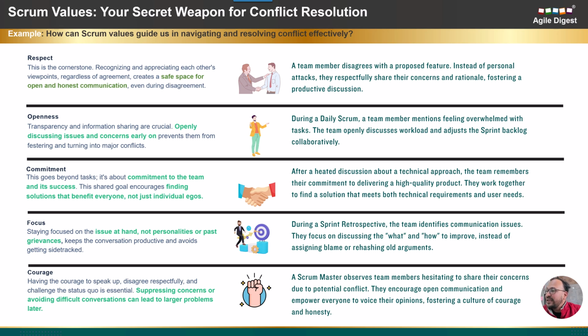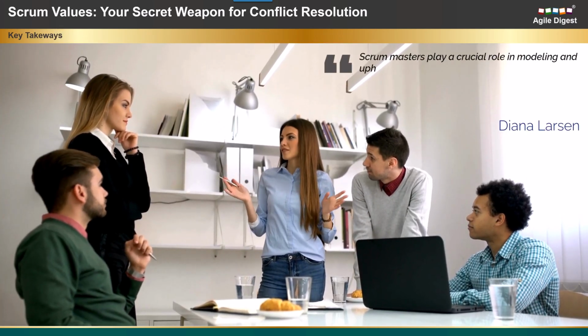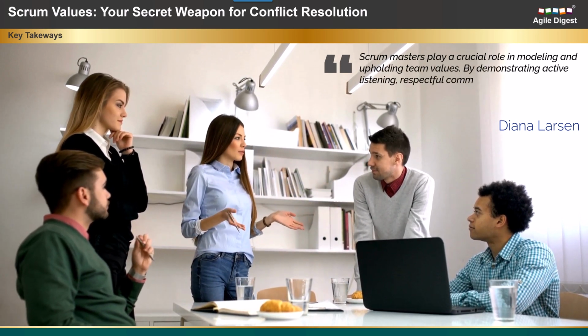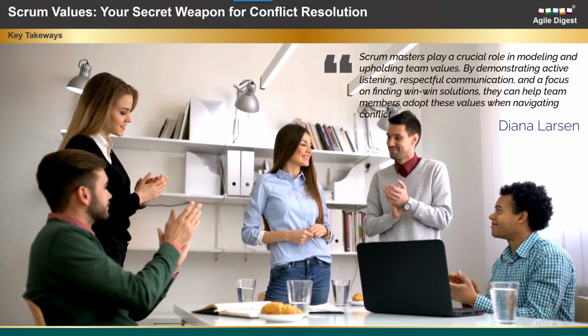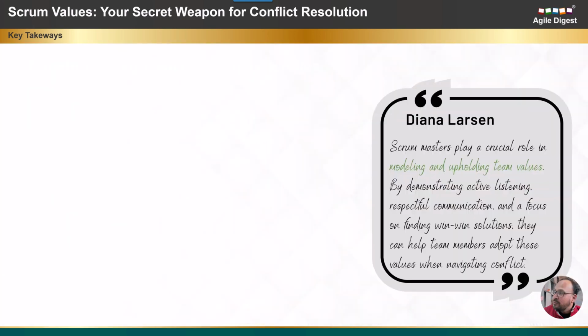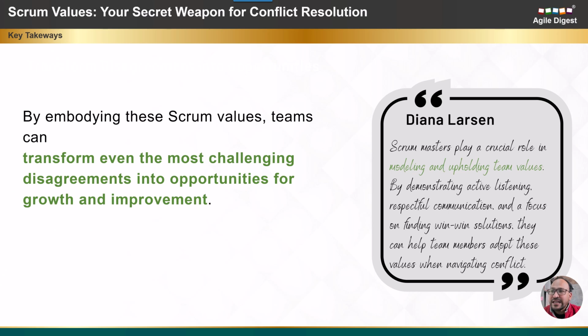They encourage open communication and empower everyone to voice their opinion, fostering a culture of courage and honesty. That's a very high level of the Scrum values, how you can work on to prevent future conflict. Diana Larson mentioned the Scrum Master plays a crucial role in modeling and upholding team values by demonstrating active listening, respectful commitments, and a focus on finding win-win solutions. They can help team members adopt these values when navigating conflicts. By embodying these Scrum values, teams can transform even the most challenging disagreements into opportunities for growth and improvement.